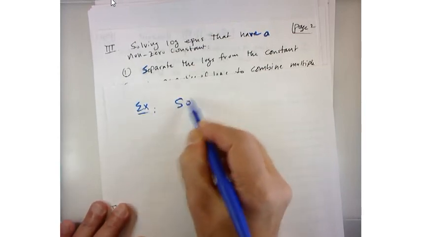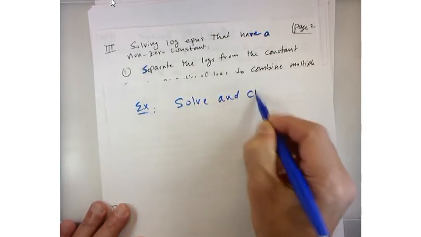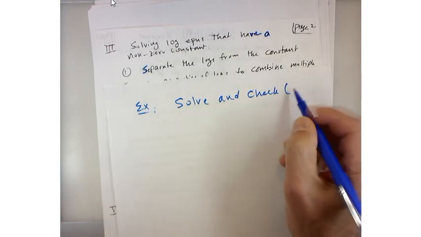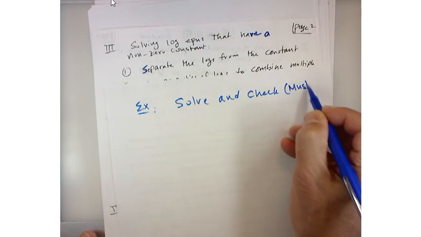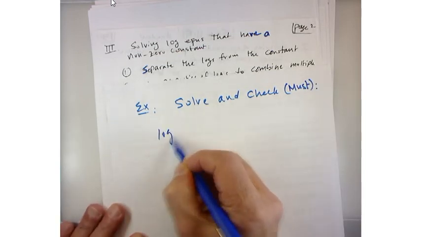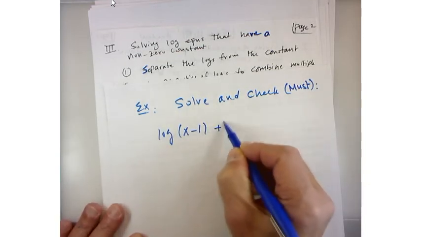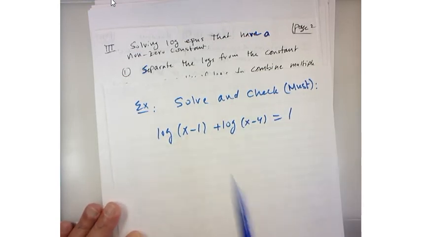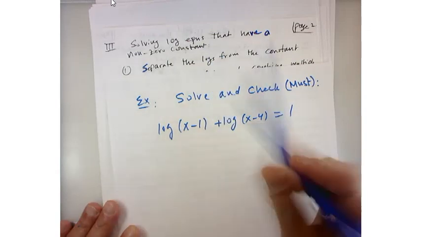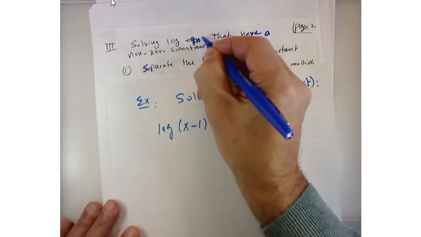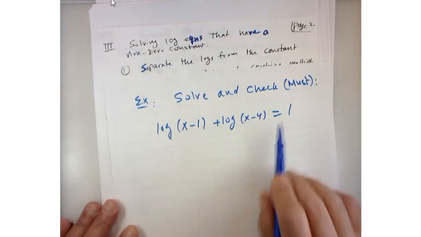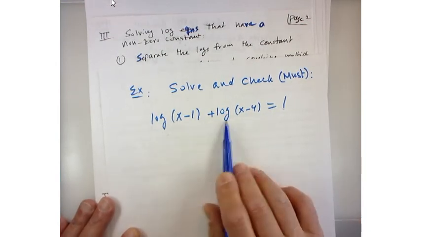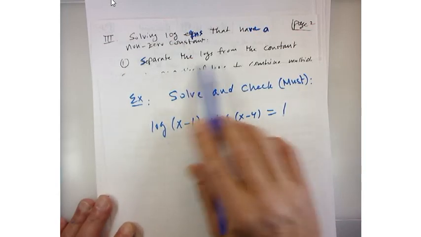if I say solve and check, in this case you must check your answer when you do log, because log of negative or log of 0 is undefined. So you must check. Okay, so if you look at log of x minus 1 plus log of x minus 4 equals 1, this is the case that I'm talking about, solving log equations that have a non-zero constant. 1 is a non-zero constant. It doesn't have a log in front of it. This has a log, this has a log. So the first thing, you separate the logs from the constant.